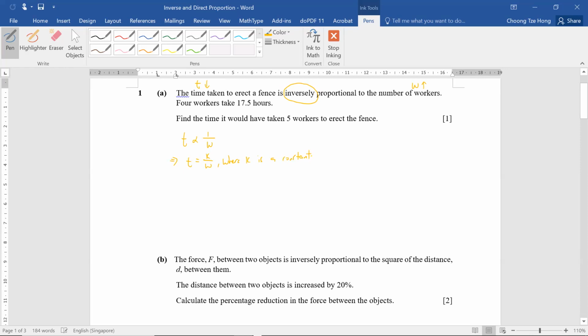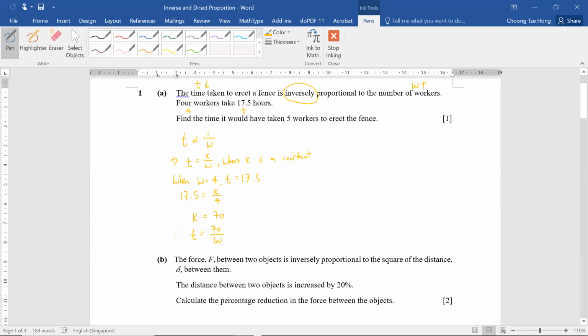All right, so now we are given a pair of values. When W is 4, T will be 17.5. So W equals 4, T equals 17.5. We will put it inside the equation, and this will allow us to find K. We just have to multiply the 4 up, then we will be able to find K. So K will be equal to 17.5 times 4. That will give us K equals 70. So now we know the equation fully. T equals 70 over W.